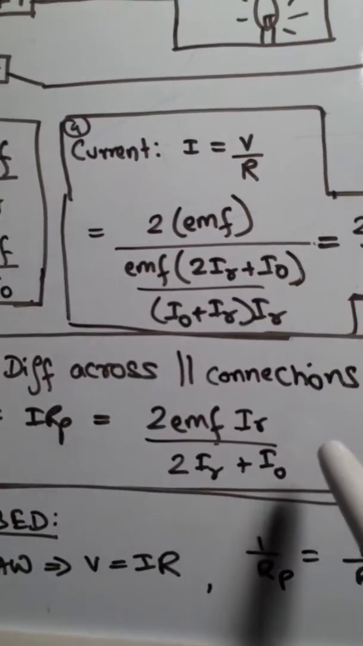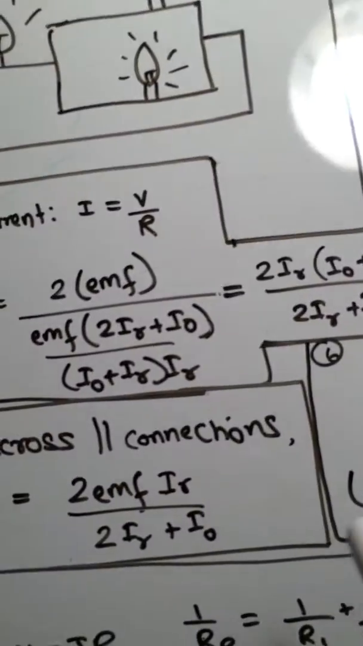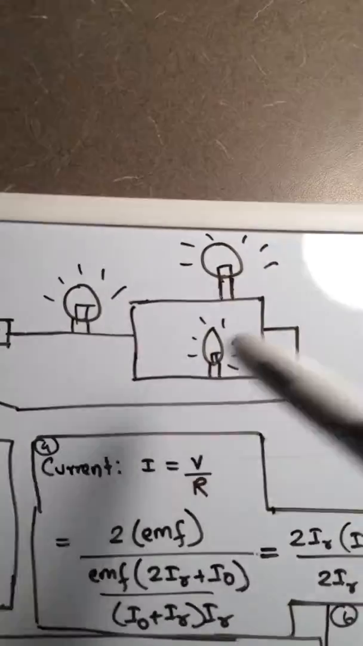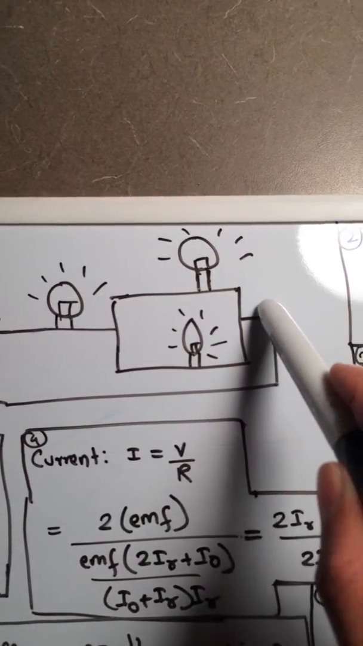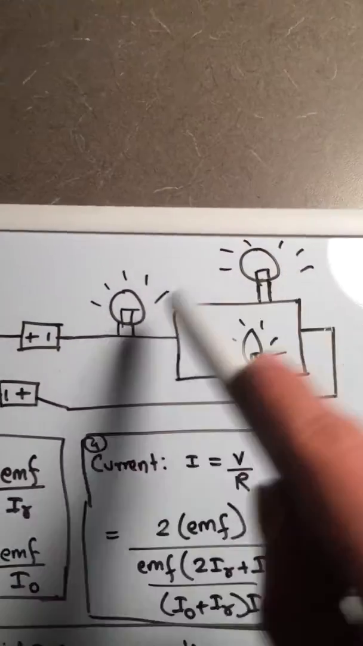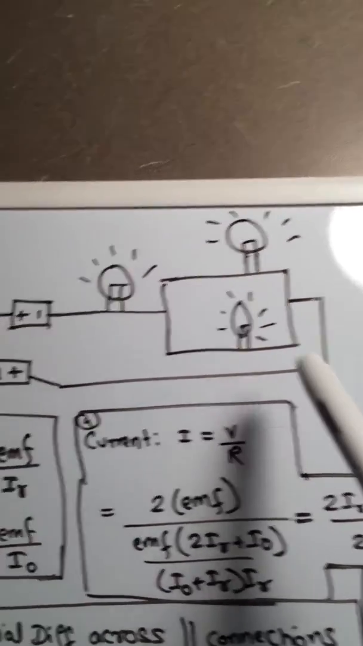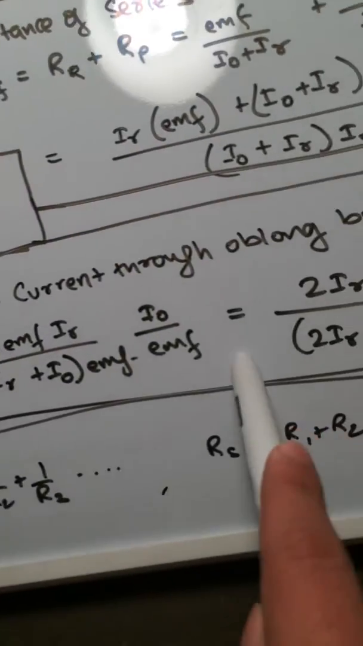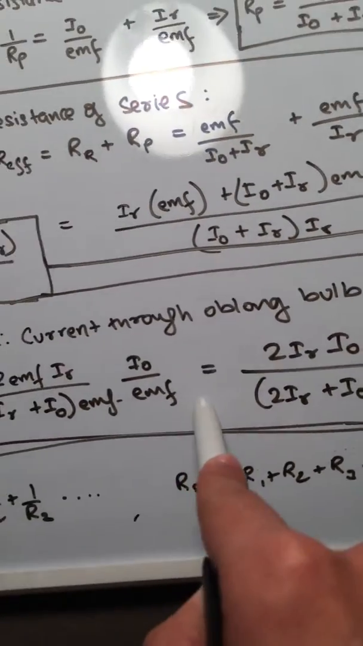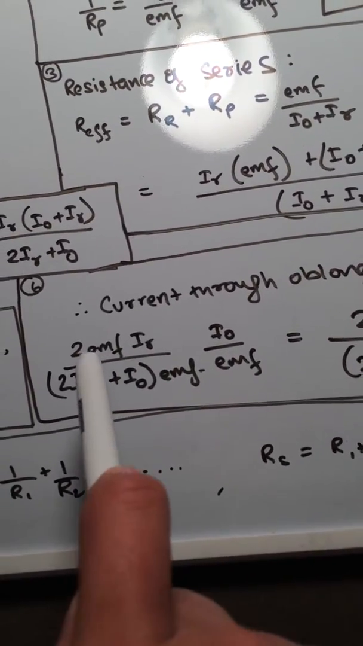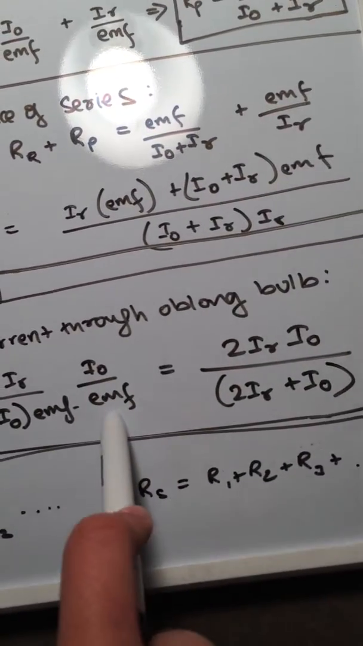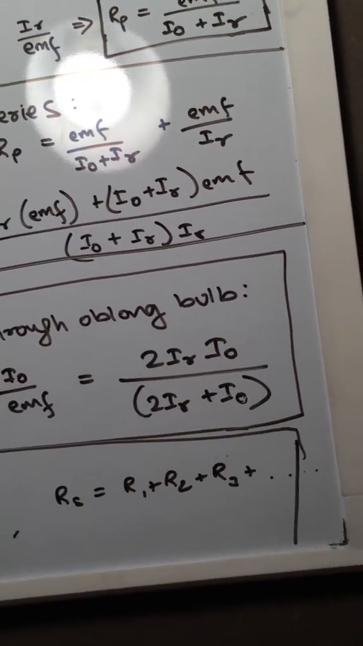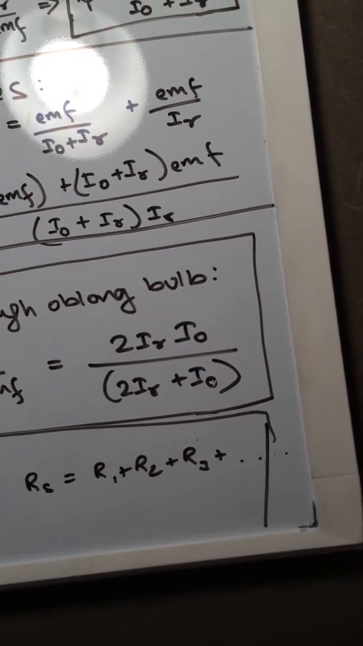And finally, the current through the oblong bulb. When two resistors are connected in parallel, they have the same potential difference across each, but different currents flow through the different parts of the circuit. So the potential difference that we calculated over here is going to be used here again, simply using Ohm's law. So it's potential difference over resistance is equal to current, and that's the final answer there, 2 IR times IO over 2 IR plus IO.